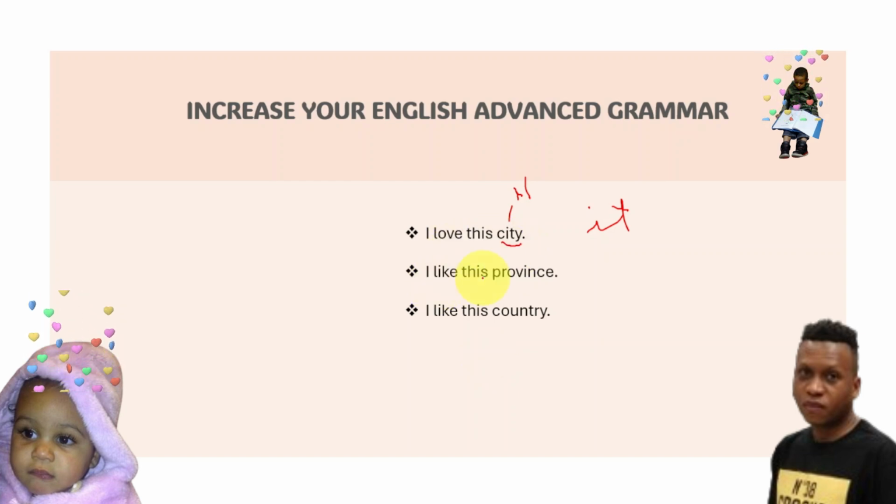I like this province. I like it. So this province becomes this. If we talk about more than two provinces, you can also say I love them. Okay, I like this country. I like it. You can just put it like this.